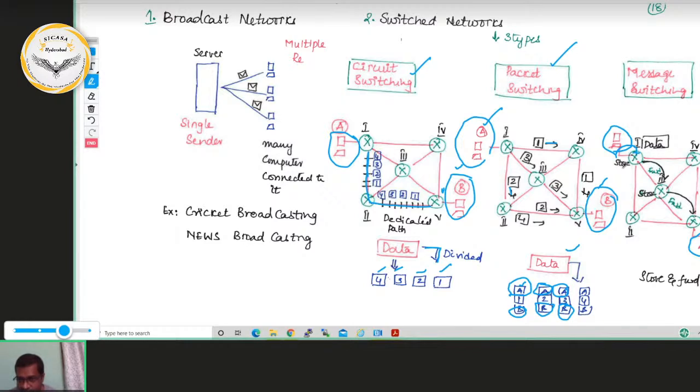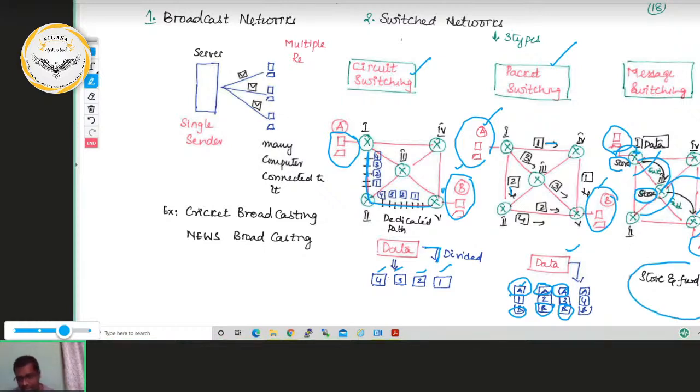This switch will store the data. Let us say the path is not yet available, it will wait till the path is available. Once the path is available, it will forward this entire data to the next switch. Again, the switch will store the data. Once again, when the path is available, it will transmit the data to the next switch. So this is how the entire data will be transmitted from one point to another point. This type of transmission is called message switching, and message switching is also called store and forward.